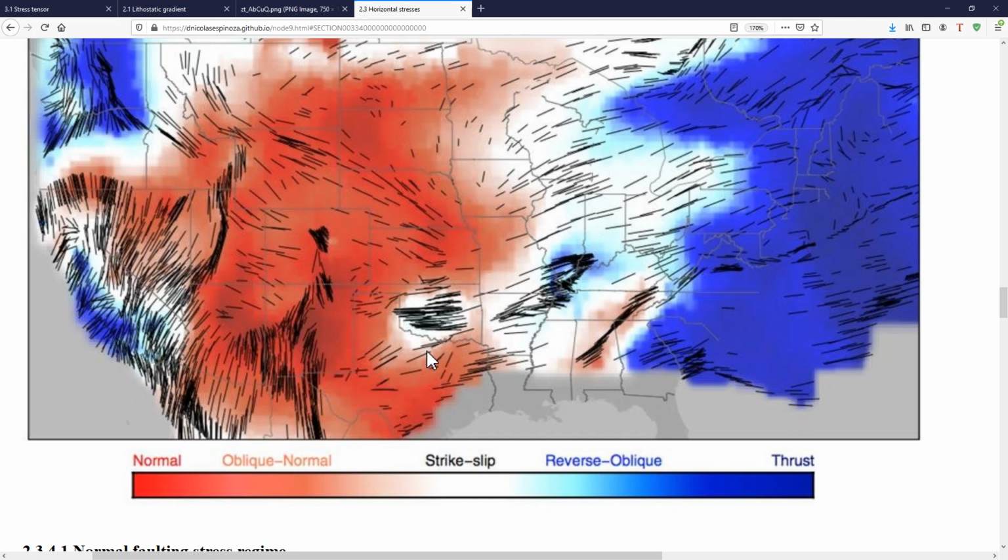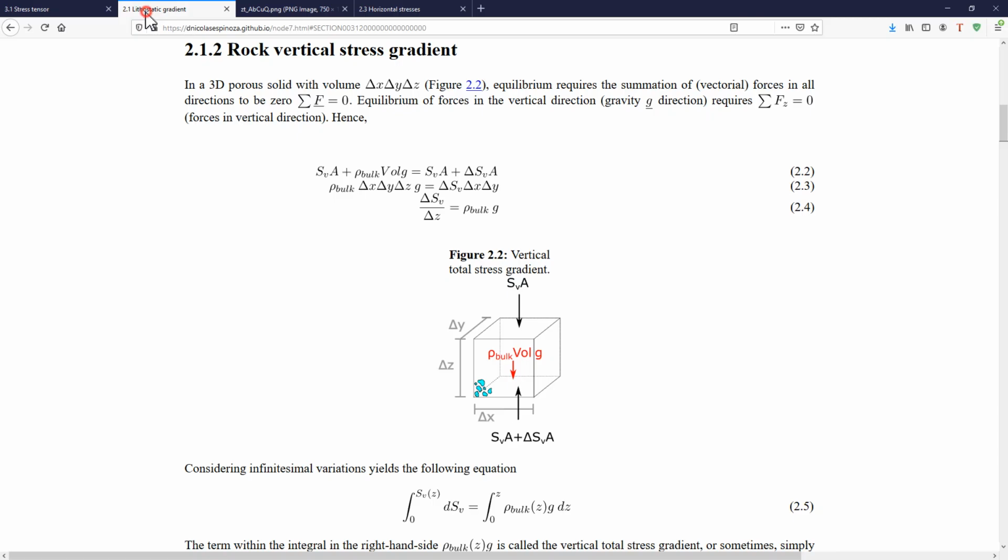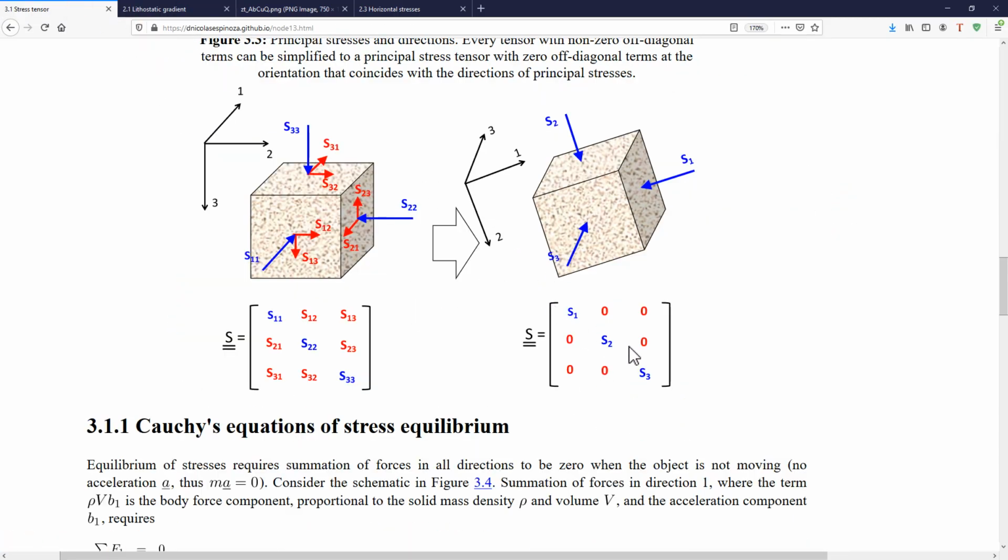So in this map, again, we see that not only the value of the stress is important, but also very important is its direction. And that direction is going to be characterized by the principal stress direction.